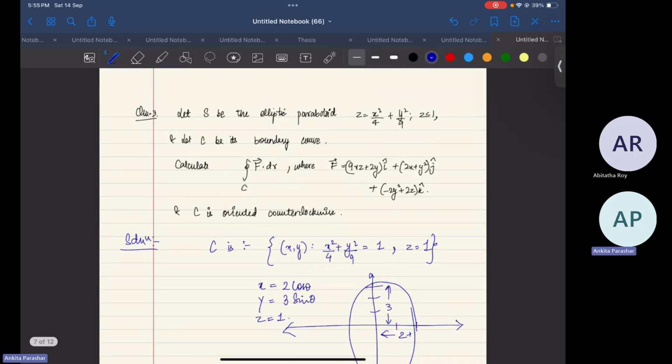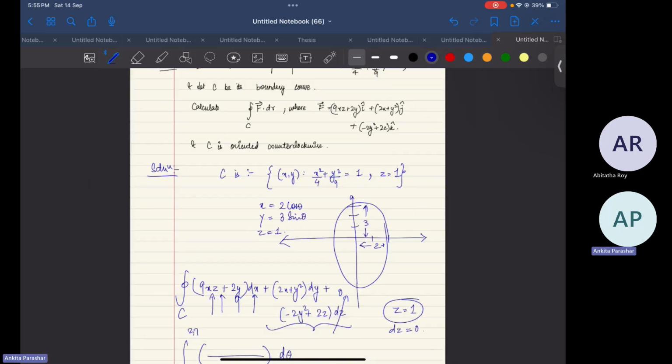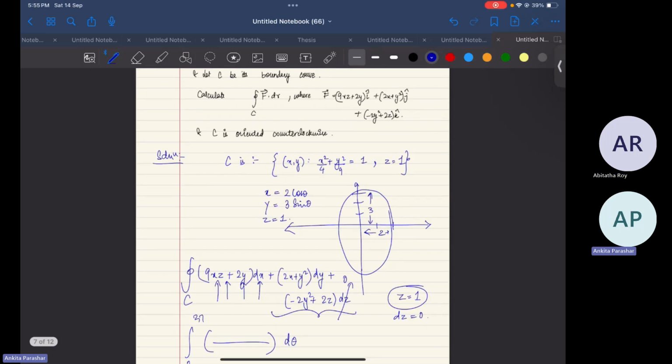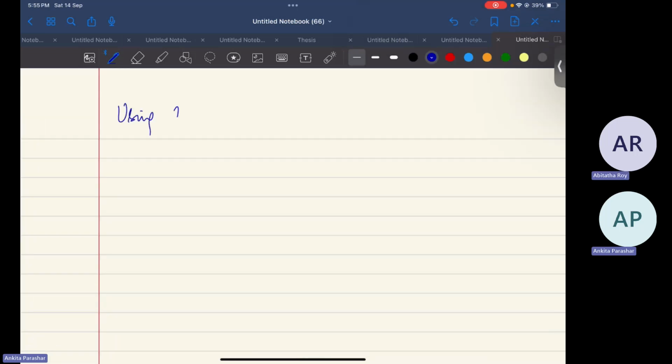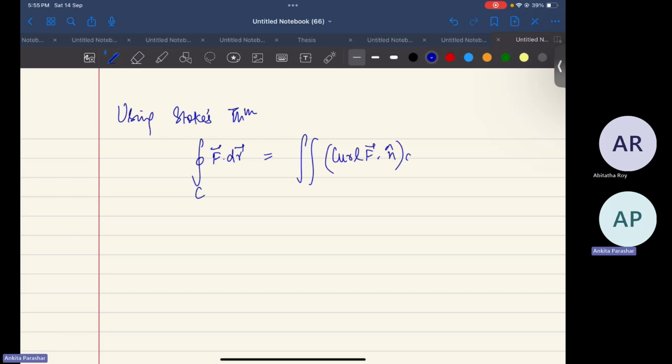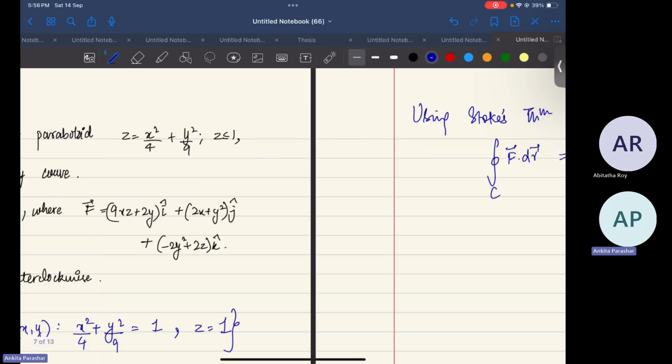What I want to say here is that sometimes we can try to switch. So let's use Stokes theorem then. So this is one way which we did. We know how to compute the line integral without any help, but let's do it with the help of Stokes theorem. Using Stokes theorem, we have the integral of f dot dr over the curve C equals the integral of curl f dot n dS over the surface sigma.